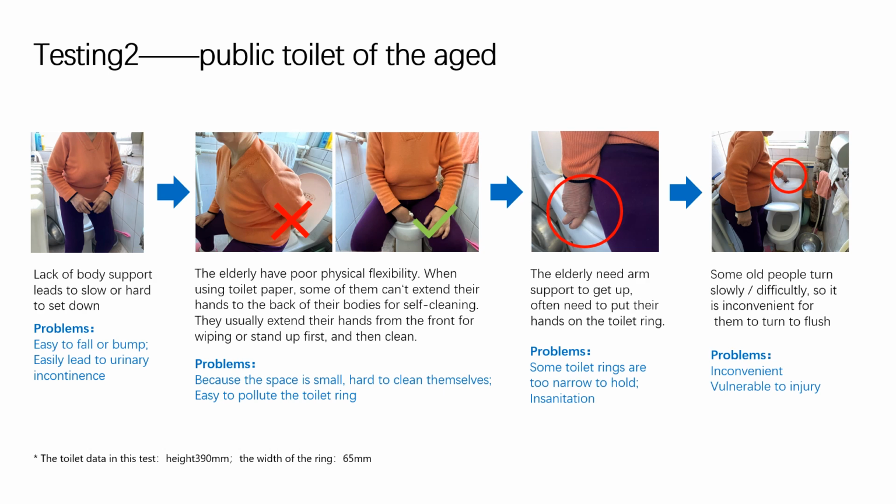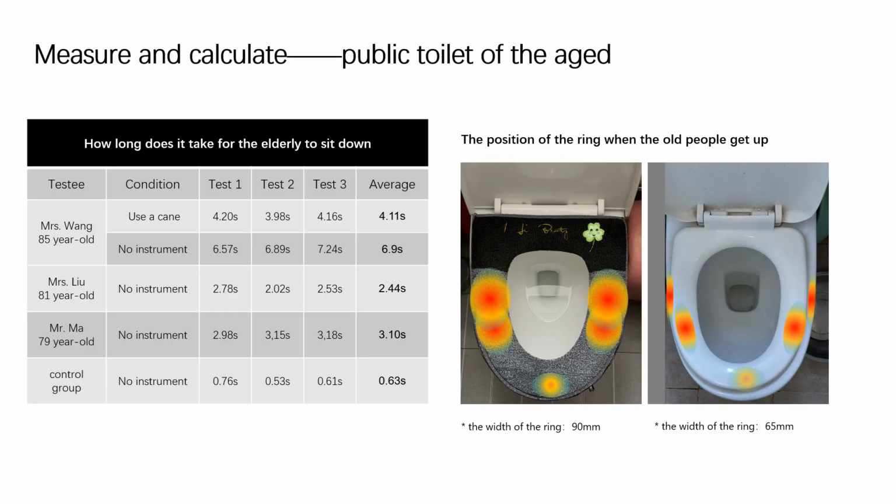The next problem is that when they use the tissue paper, it's hard to use on the back side, but they can use it on the front side. But if they use it on the front side, there is very limited space, so it's very hard to move. The next problem is about the toilet ring, which is too small to hold, so it's not good for them to use. The last problem is that when they press the button to flush the toilet, it's very inconvenient and easy to get injured.